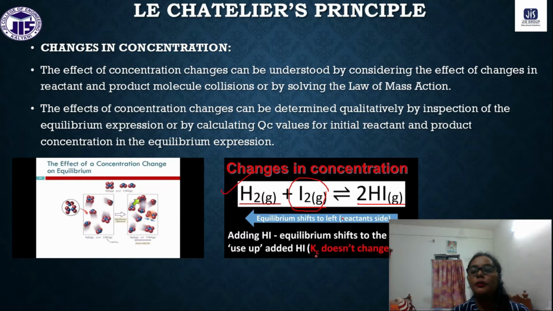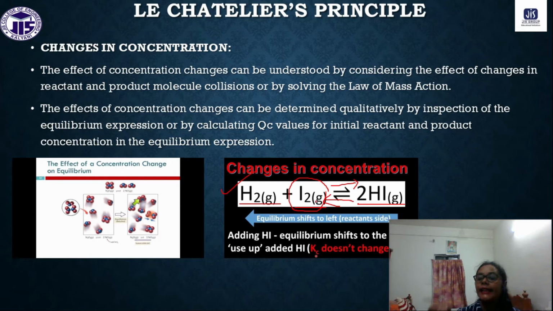Generally, chemical equilibrium means the rate of the forward direction reaction is equal to the rate of the backward direction reaction. Now if we increase the amount of iodine, what will happen? Now the system will want to maintain its chemical equilibrium.